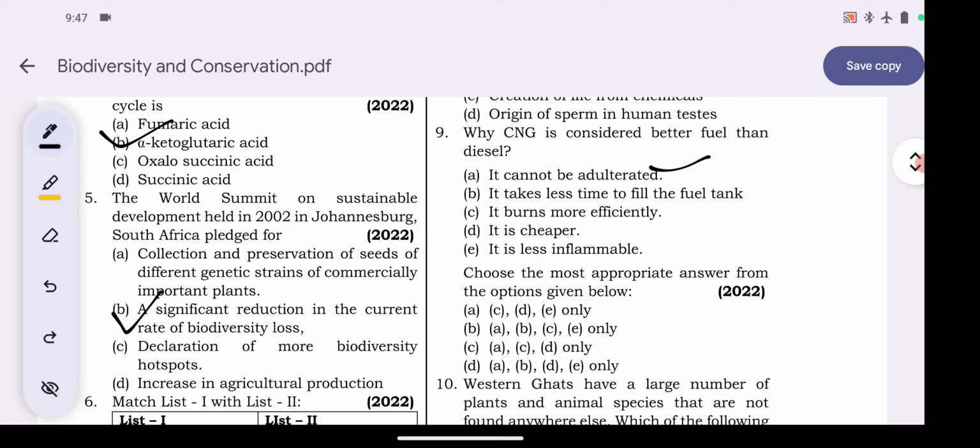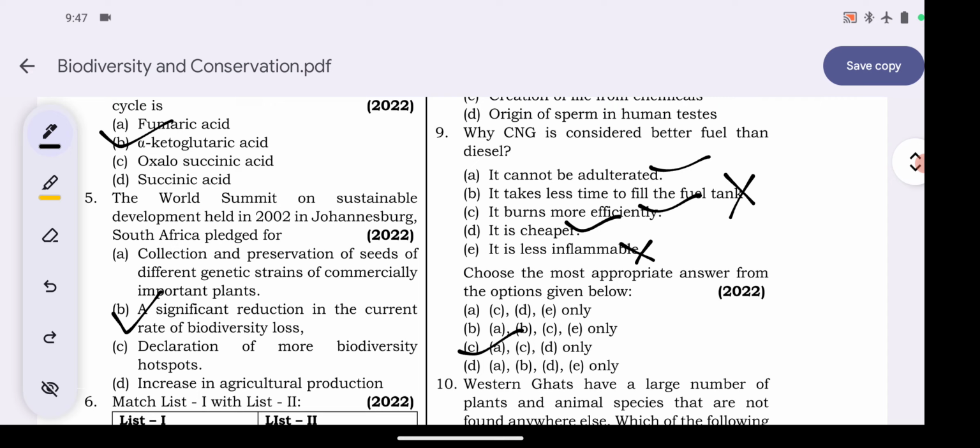Second, it takes less time to fill the fuel tank. नहीं, टाइम तो बराबर लेते हैं दोनों, तो B गलत हो गया. Third, it burns more efficiently. ये करेक्ट है. Fourth, it is cheaper. Obviously it is cheaper than diesel. Fifth, it is less inflammable. गलत होगा, high inflammable. So A, C, D are correct ones. Option C यहाँ पर आपका आंसर होगा.